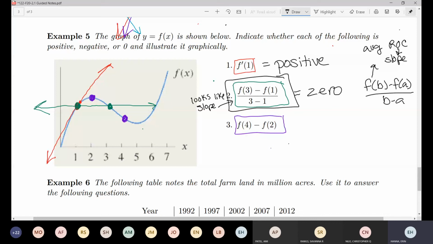So I went over to x equals 1, went up to the function, went over to x equals 3, went up to the function, got those 2 points, drew the line between them, and the slope of that line between them is exactly what would be represented by this.